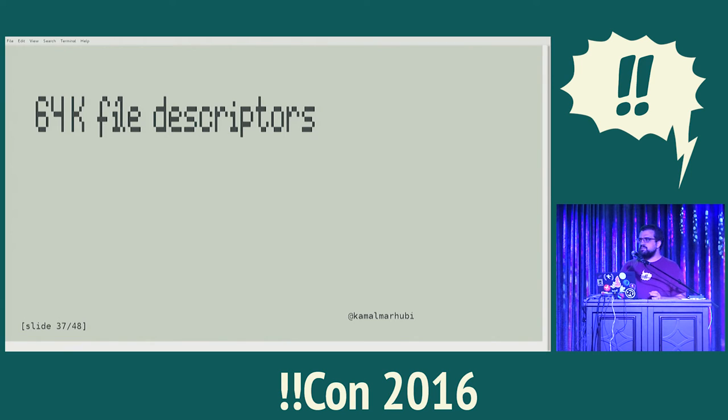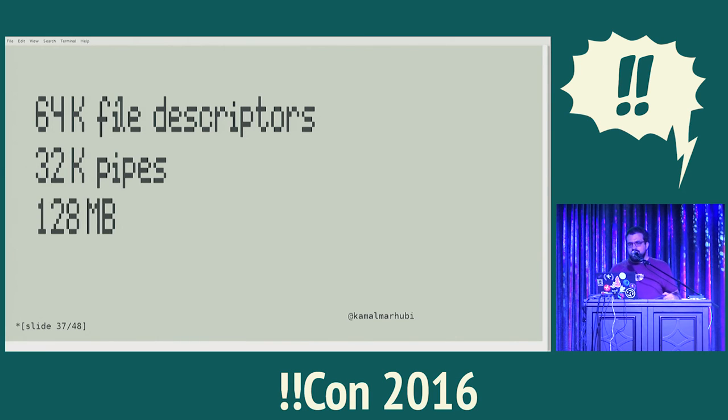My machine has 64K file descriptors in the processes. But anyway, 64K, 4K buffers. But actually, no, because a pipe has 2 file descriptors, one at each end. So actually only 32K pipes, 128 megs.